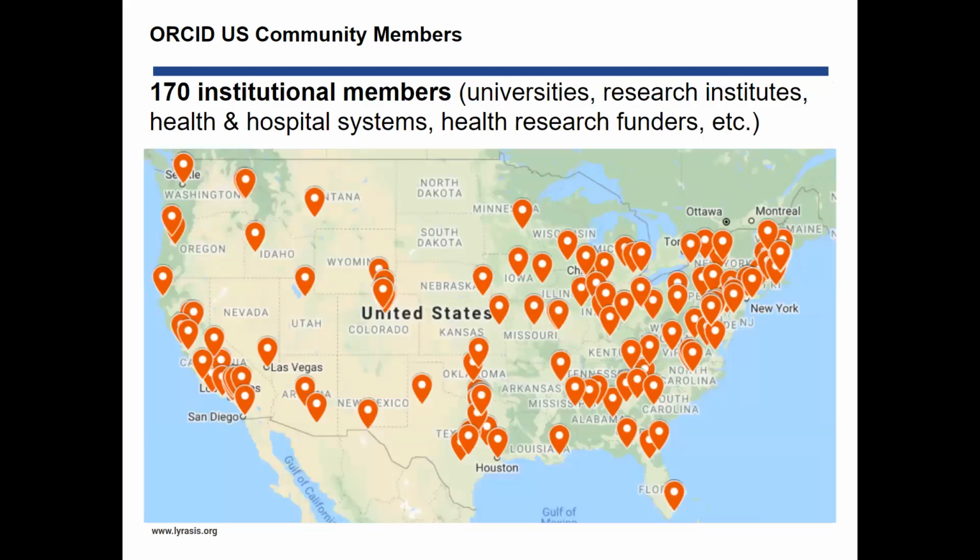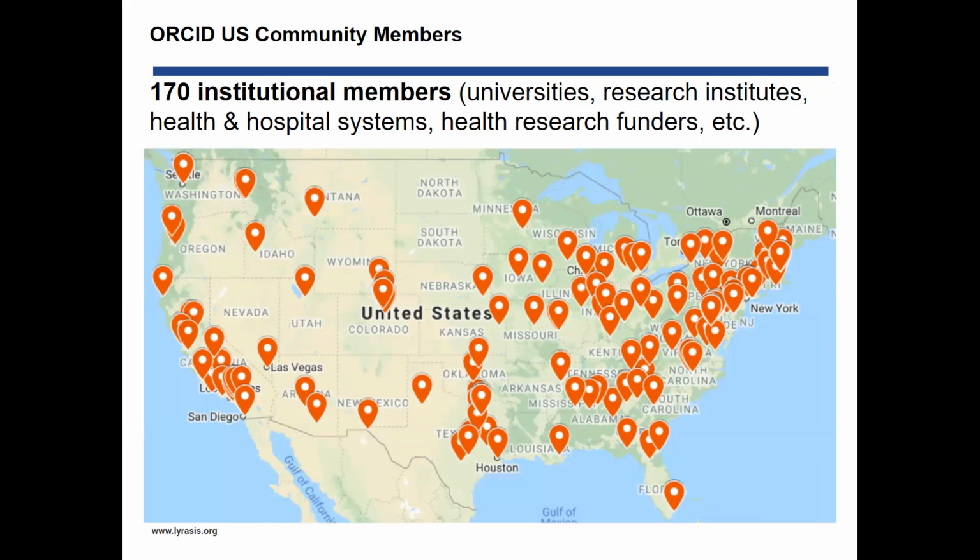We currently have 171. We just had a new member join yesterday. So we have 171 members in the ORCID US community. And this map just gives you an idea of where our members are all located.